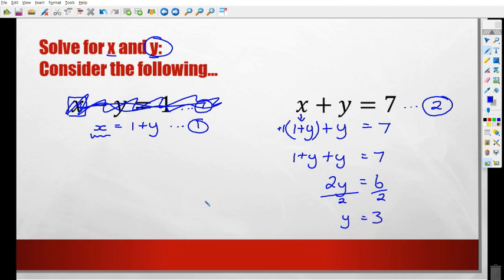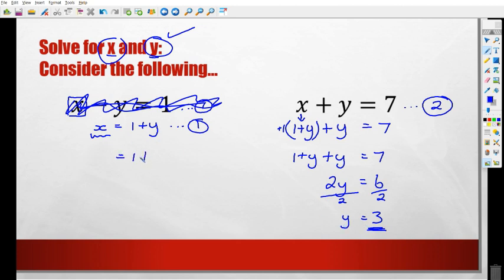Fantastic. Now I solved for y. Have I solved for x yet? What is x? I don't know that. I don't know the value. I've only got the value for y. So what is y here? 3. Because I just solved what y is. Now I know what y is.